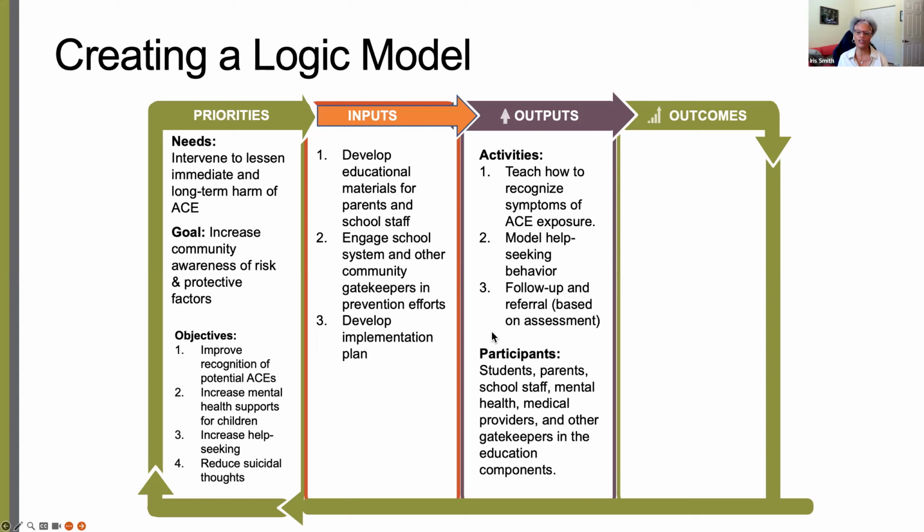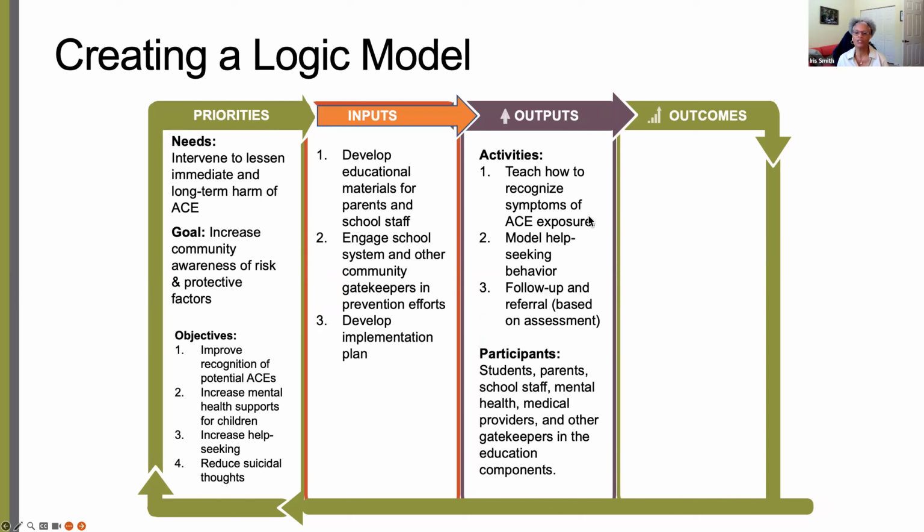These are educational goals that you have with everybody: the students themselves, so that they better understand why they feel the way they do because of what happened to them, their parents, the school staff, mental health and medical providers. And of course, there are many other gatekeepers in the community. Here you'll decide where you want to put your focus, whether it's on the schools or on the medical providers or others. Treatment providers would be another group that you might want to look at.